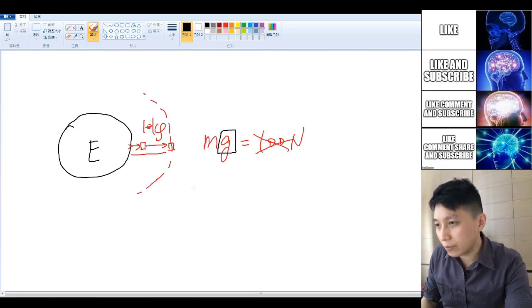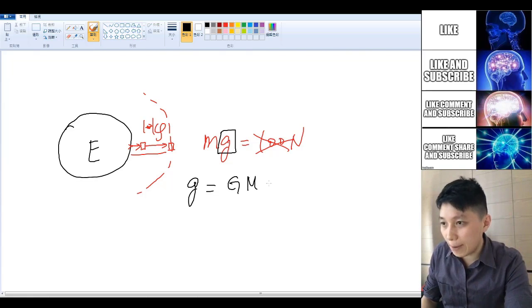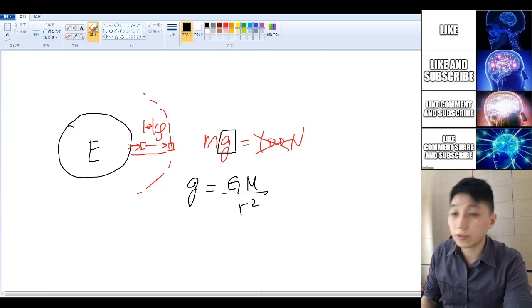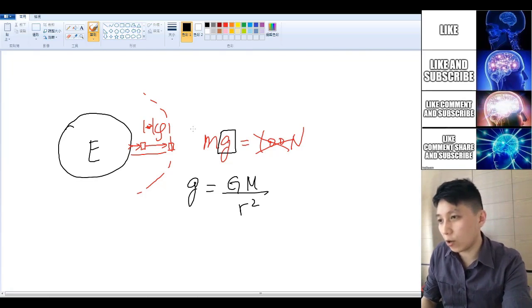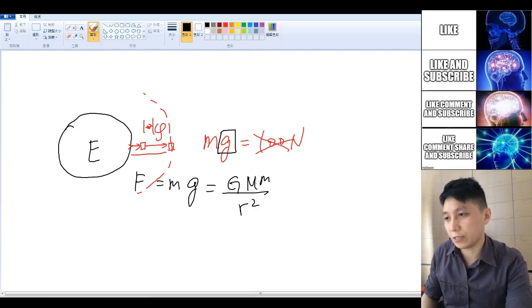And it is governed by the equation, again, g equals big G M over r squared. And of course you can say, when I plug in this small m, that is basically the force, the gravitational force you are experiencing.